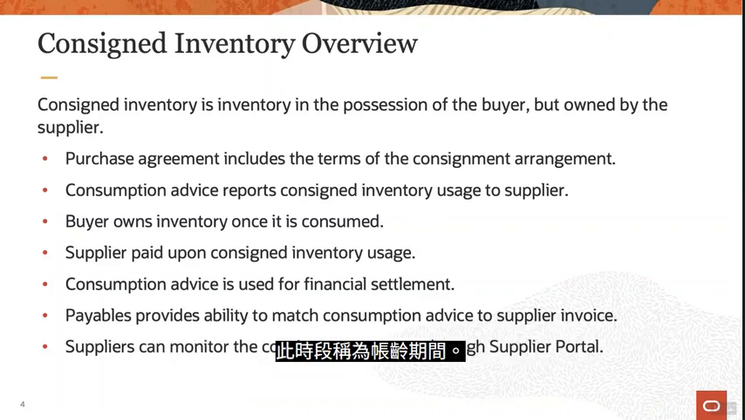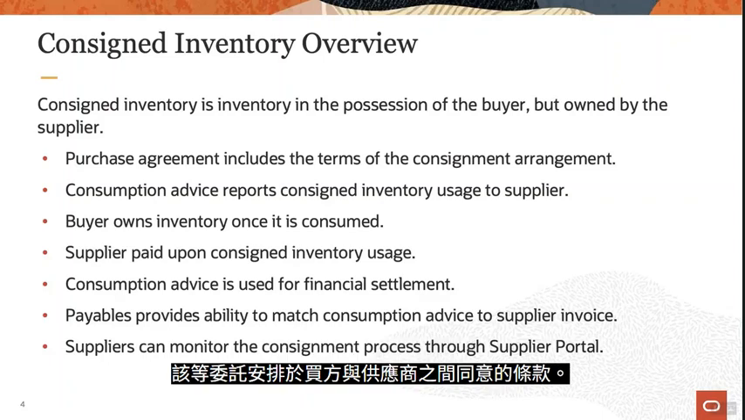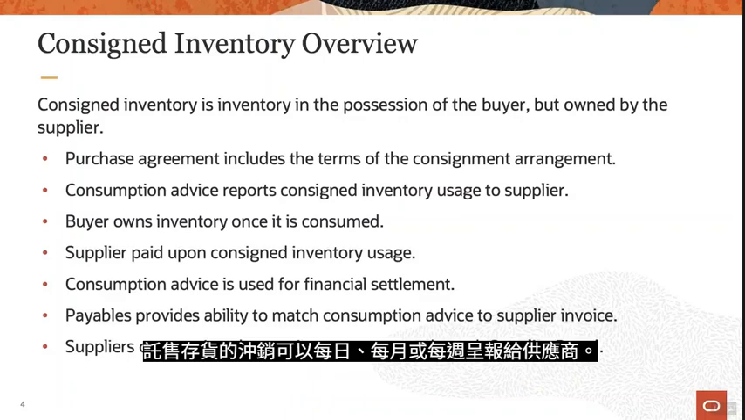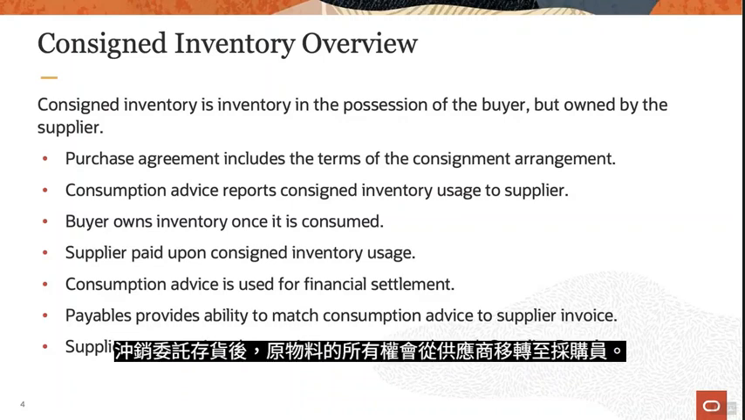The purchase agreement includes the consignment terms. These are the terms of the consignment arrangement agreed upon between the buyer and supplier. The consumption advice is the document that reports the consumption of consigned inventory from the buyer to the supplier. Consumption of consigned inventory can be reported to the supplier on a daily, monthly, or weekly basis. Once consigned inventory is consumed, the ownership of the material will get transferred from the supplier to the buyer.